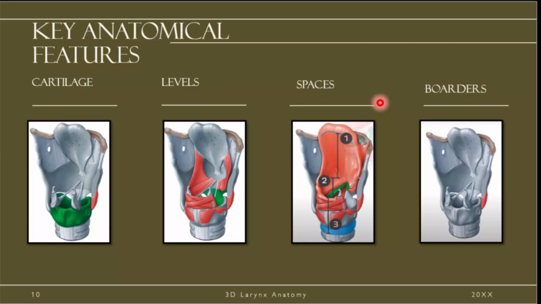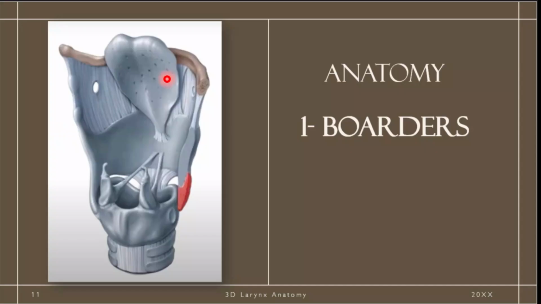Radiologically speaking, we have some key anatomical features, including the cartilages, the levels, the spaces, and the borders. One important thing about the spaces is that they need to be patent. Anything occupying these spaces is abnormal. The borders of the larynx define whether an abnormality is intralaryngeal or has an extralaryngeal extension. So we'll talk about those four components, starting with the borders.